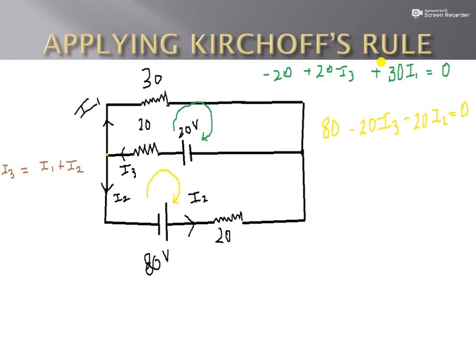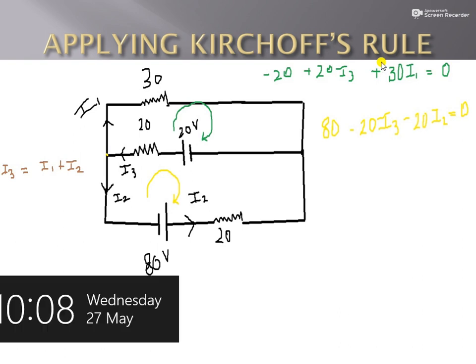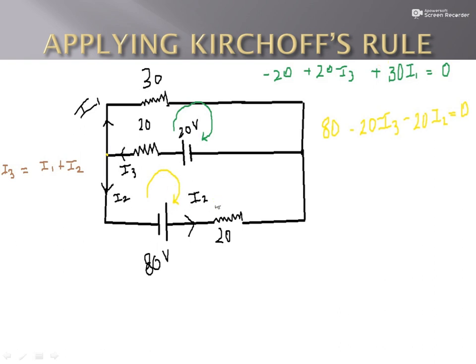Okay, let us see the next loop. If you have not understood the first loop, the next loop can help you again. Assume the direction first. I am again taking the direction as clockwise. Now I am moving from the negative terminal towards the positive terminal. If I move from negative to positive, then EMF has to be taken as positive. So this 80 becomes plus 80 over here.